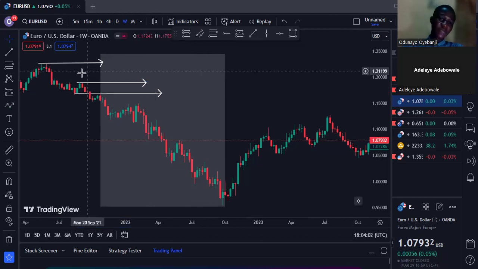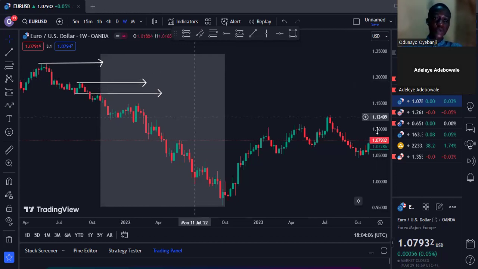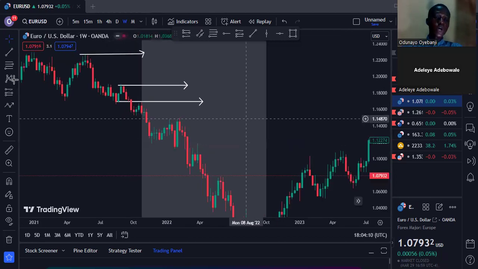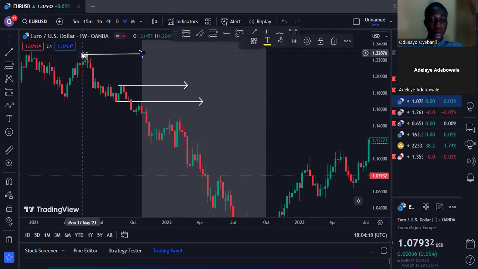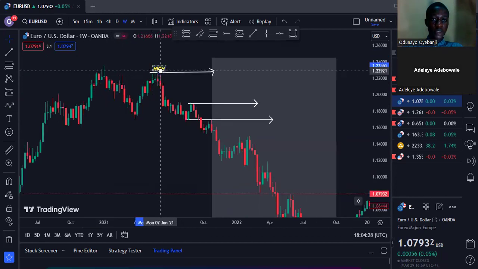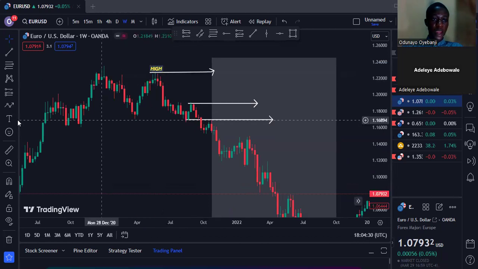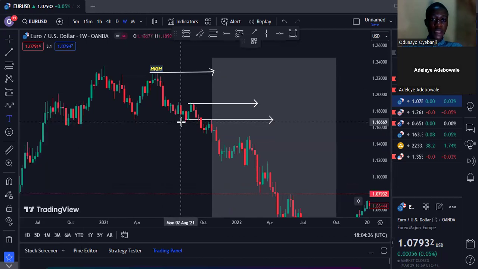So how do I identify that this is a downtrending market? Using the terminology that I've taught you already. I have this as my high. Let me clear this first. I have my high, can you see it? Let me bring it to this point. And I have also my low.